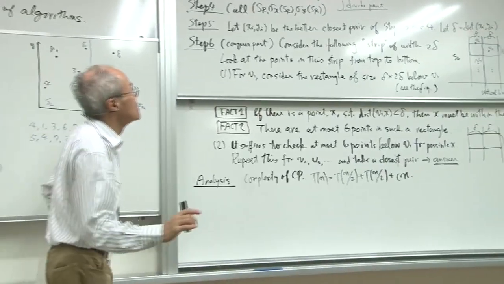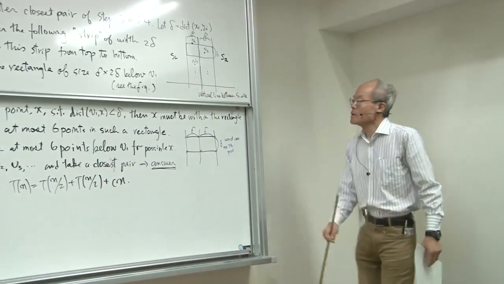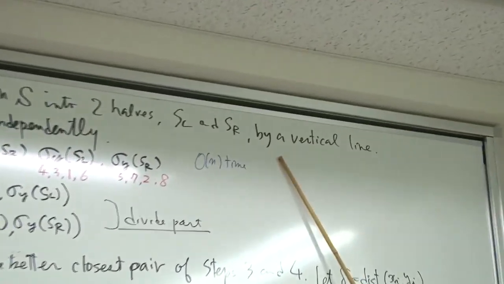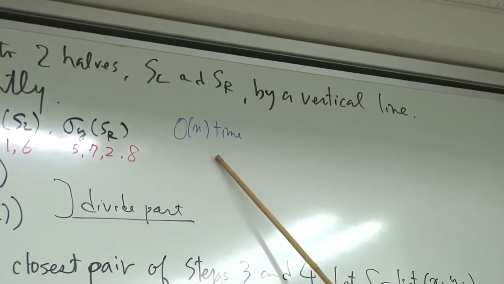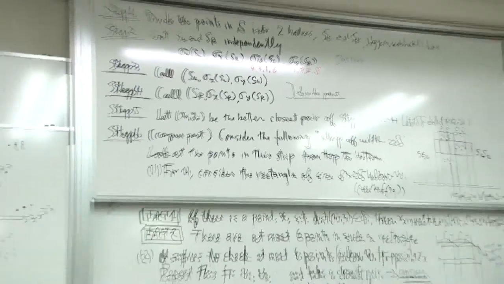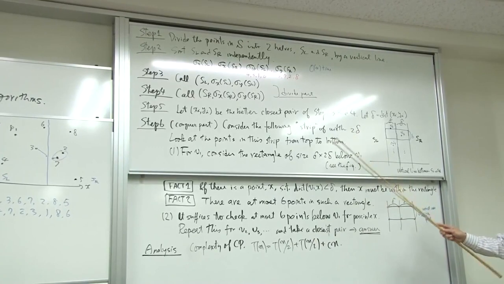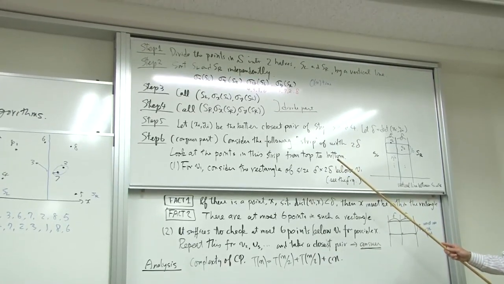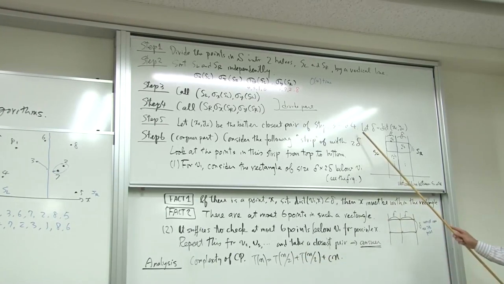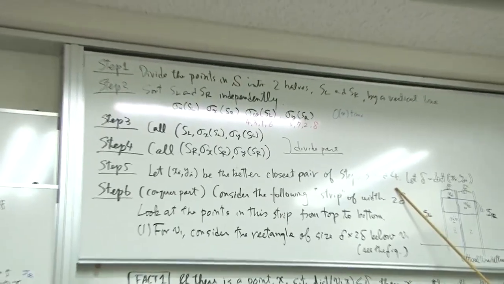Then, step 1 is very easy, and step 2 is linear time. Step 3 and step 4 is this part. Because the size of a cell is exactly one half n, this is step 3, and this is step 4, and this is again linear time.